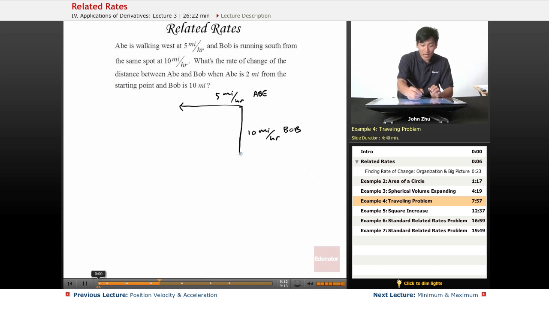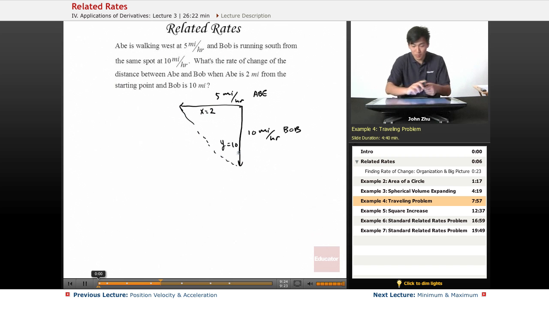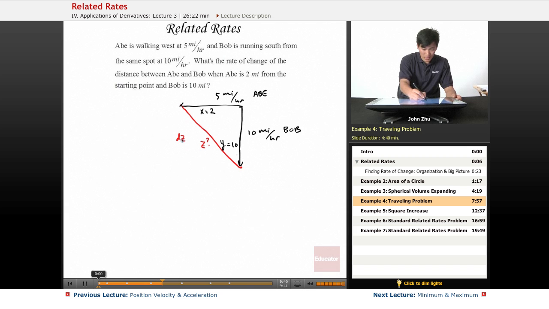Well, let's call this x equals 2 and this y equals 10. What is the rate of change of the distance between them? Let's use red for that as our final answer. So here's the distance between them. What is the rate of change of that line? So we'll call that z maybe. So dz/dt. Okay, so we know this 5 miles per hour is our dx/dt, and this 10 miles per hour is our dy/dt.